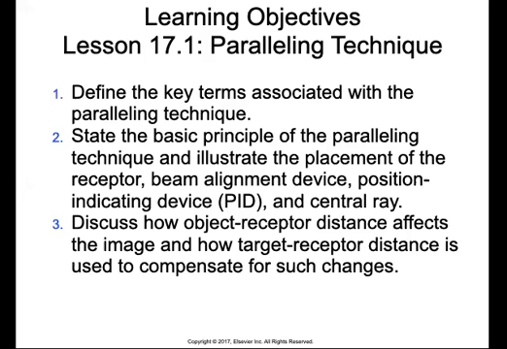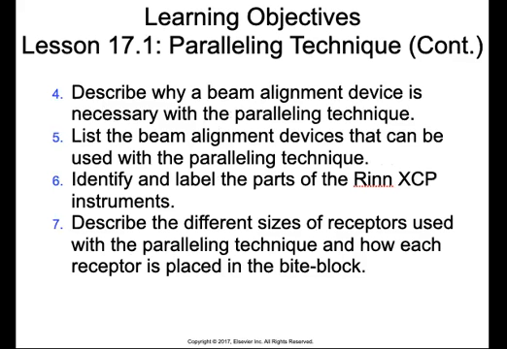We'll state the basic principles of paralleling technique and illustrate the placement of the receptor, beam alignment device, position indicating device, also known as your PID, and the central or primary ray. We'll discuss how object to receptor distance affects the image and how target to receptor distance is used to compensate for such changes. We'll describe why a beam alignment device is necessary with the paralleling technique.